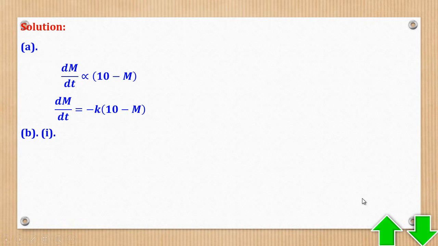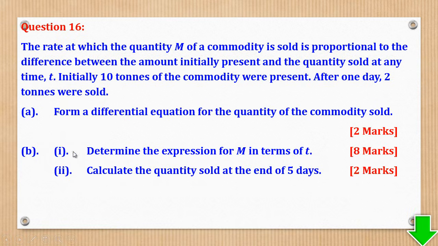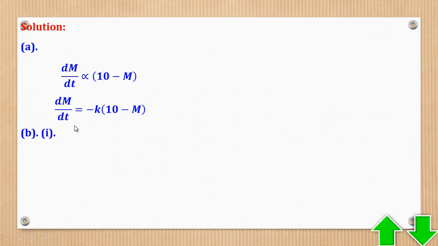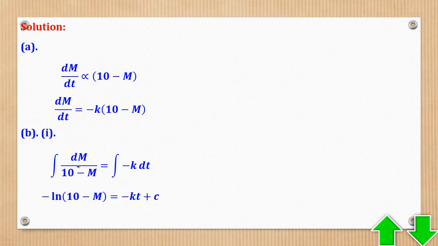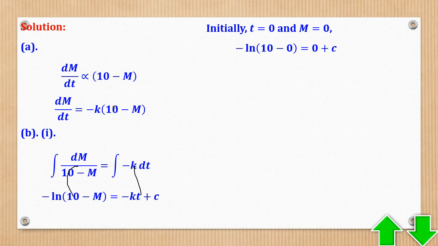Then part B, they're saying determine the expression of M in terms of t and then calculate the quantity sold at the end of 5 years. So here we need to solve the differential equation. It is separable, so separate the variables. Then integrate, this gives this, this gives this. So initially t is 0 and M is 0. Remember, M means what is sold. So M is 0 to get the value of C as negative ln 10.